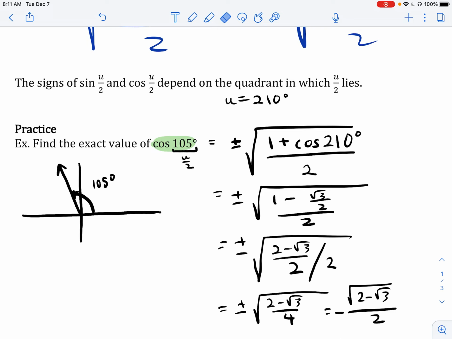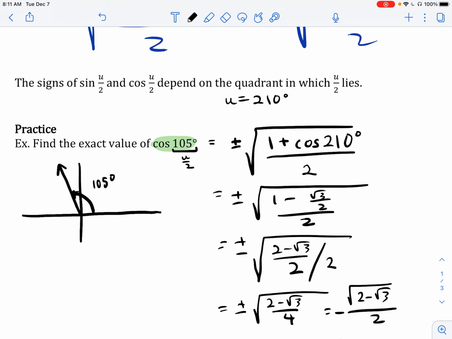Now, had u over 2, our half angle, been in quadrant 1 or in quadrant 4, then we would have kept that as positive. So this is the case for both sine and cosine, where you should look at what the cosine or sine of u over 2 is to help us evaluate there. Okay, so that's our final answer.